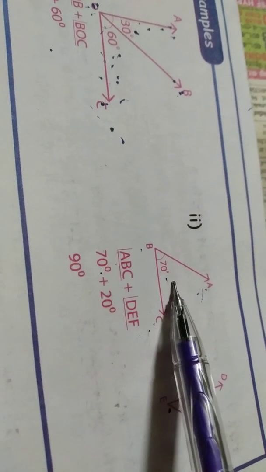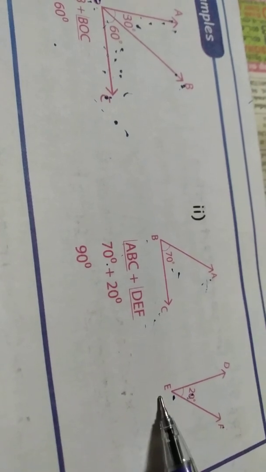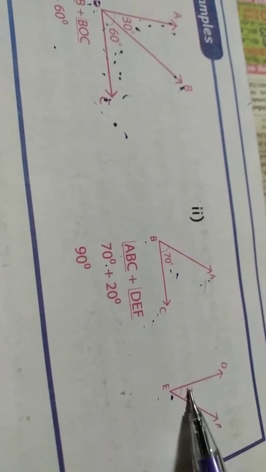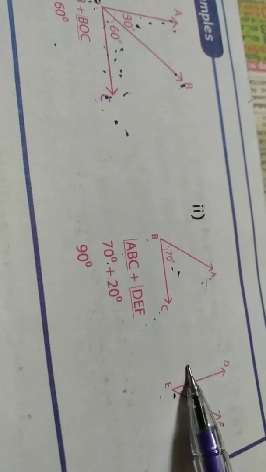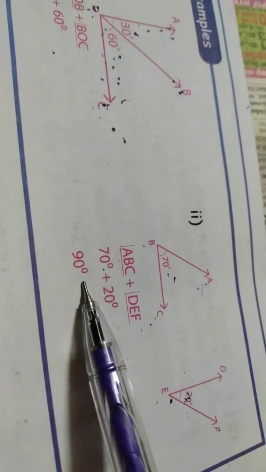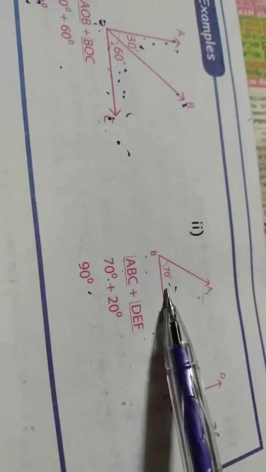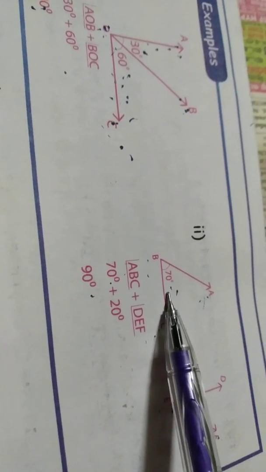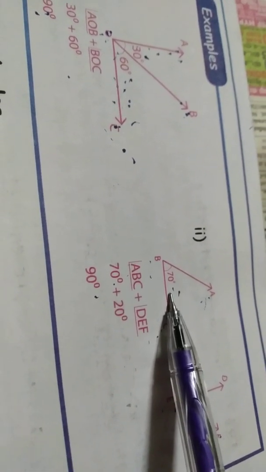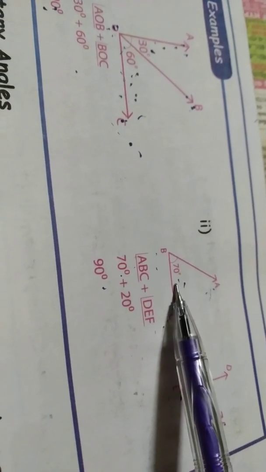What is the measurement? 70 degrees. What is the measurement of DEF? 20 degrees. So what is the total measurement of the two angles? 90 degrees. What is this kind of angle pair called? It is called complementary angles. What is the measurement of complementary angles? The sum of two angles is 90 degrees. Yes, very good.